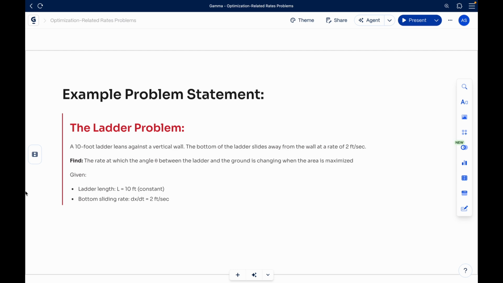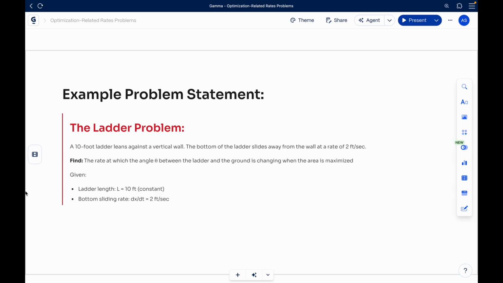This is our example problem statement, where we have a 10-foot ladder that leans against a vertical wall. Now the bottom of this ladder slides away from the wall at a rate of 2 feet per second. Find the rate at which the angle theta between the ladder and the ground is changing when the area is maximized, given the ladder length, 10 feet, which is a constant, and the bottom sliding rate.